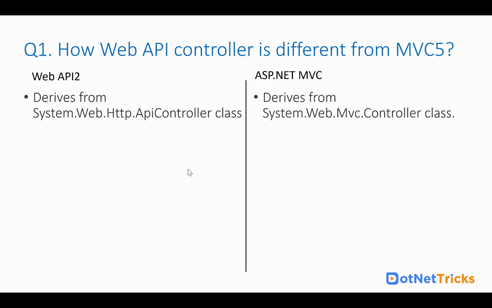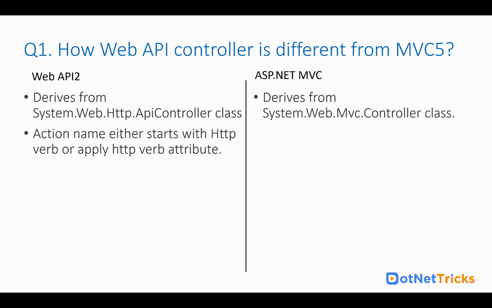In WebAPI2, the action name either starts with the HTTP verb or we apply the HTTP verb attribute. So when we define our method name, it should be like GetAll, GetData, PostData, PutData, DeleteData. So we either prefix the HTTP verb name, or decorate the action with the HTTP verb, like HttpGet, HttpPost, HttpDelete.